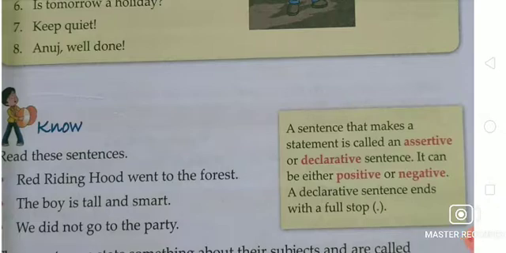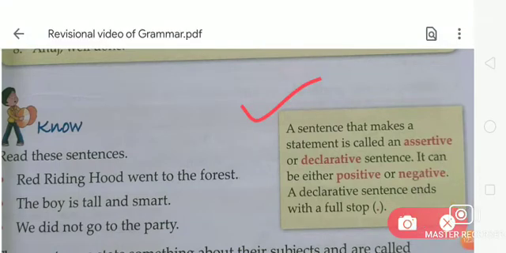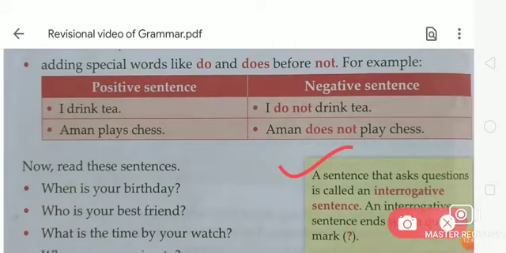Students, in your notebook you must write the definition of a sentence, and after that you must write the four types of sentence, and after that one by one you have to define them. Okay, so first is the assertive or declarative sentence. You must write that a sentence that makes a statement is called an assertive or declarative sentence. It can be either positive or negative, and it ends with a full stop.